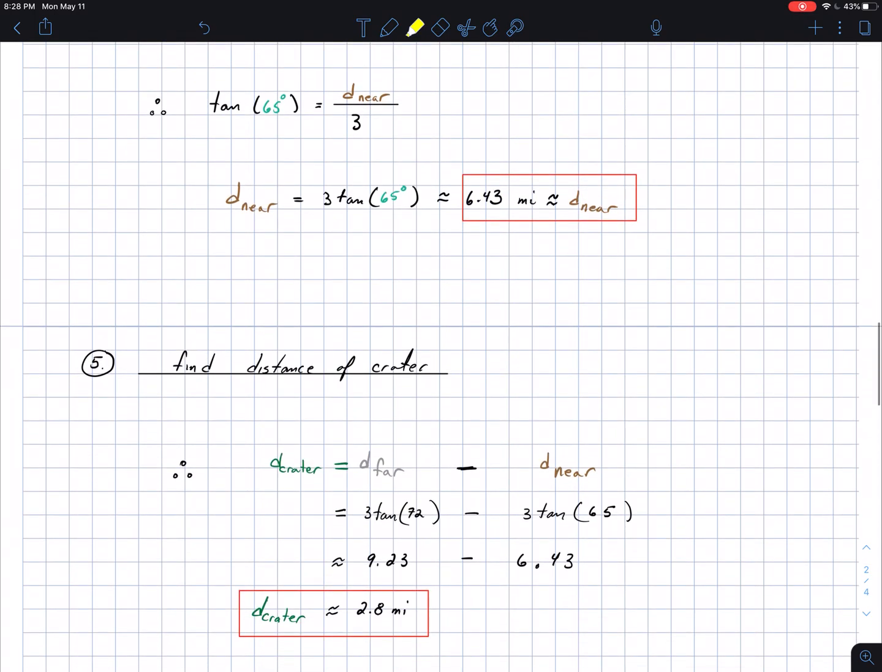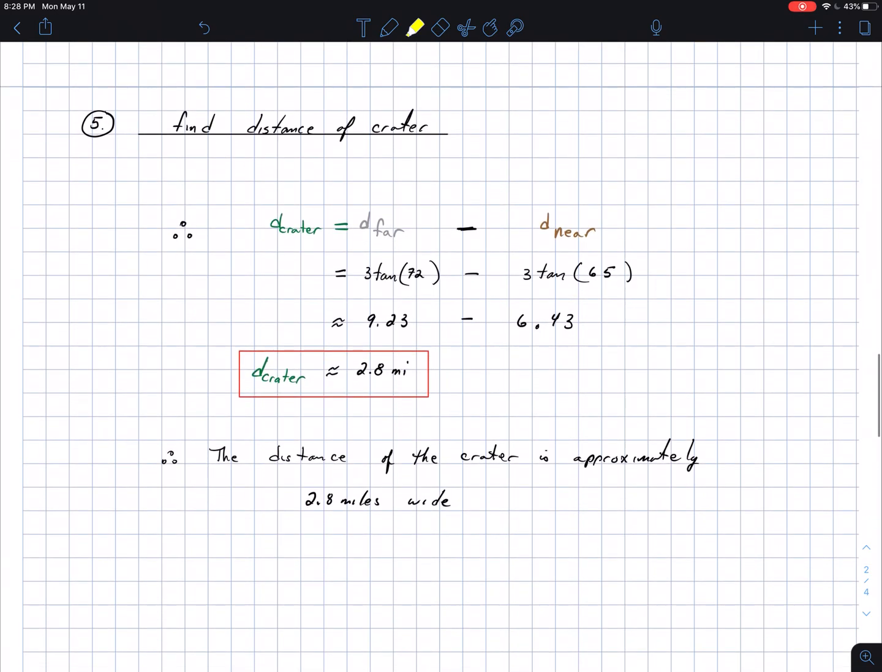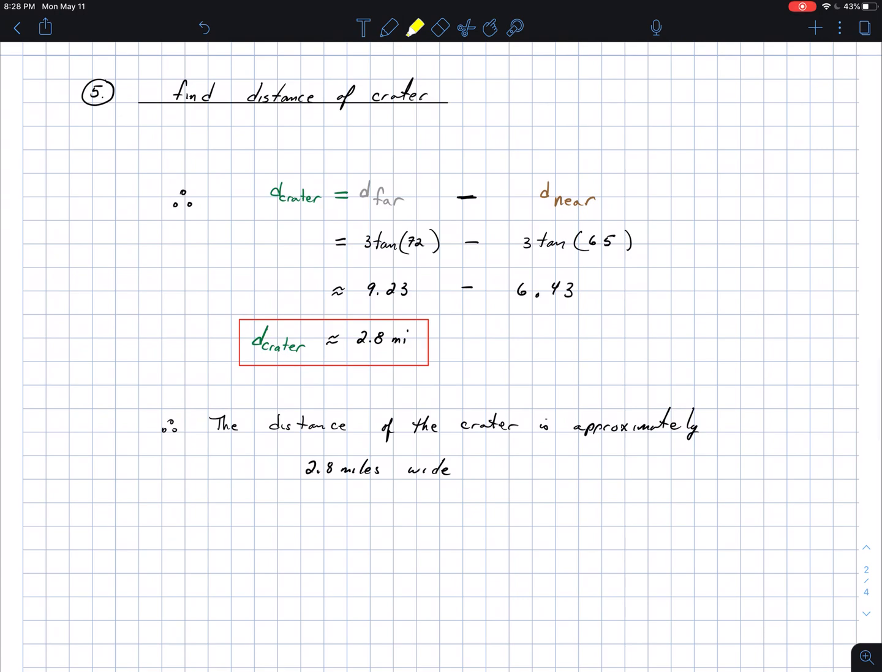I then wrote out the answer for find the distance of the crater, and we know that that's a difference between the near and far side, right? So the bigger minus the smaller will give us the between, the stuff that's stuck in the middle. So what did I do? I wrote an exact solution. This is what we would call an exact solution.